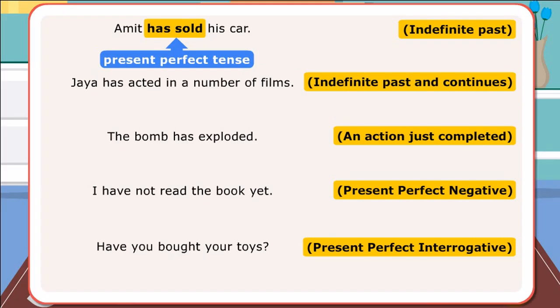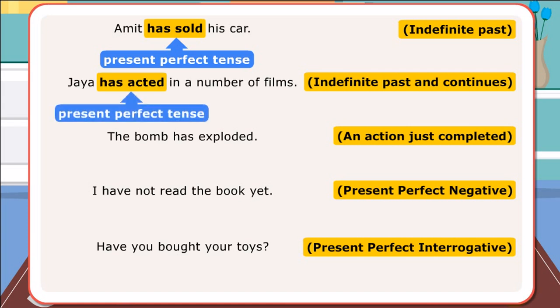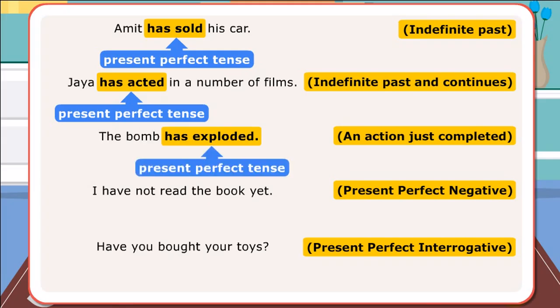In the first sentence, has sold is present perfect tense, which conveys an action that happened in indefinite past or at an unspecified time. In the second sentence, has acted is present perfect tense, which conveys an action that began in an indefinite past and still continues. In the third sentence, has exploded is present perfect tense, which conveys an action just completed.